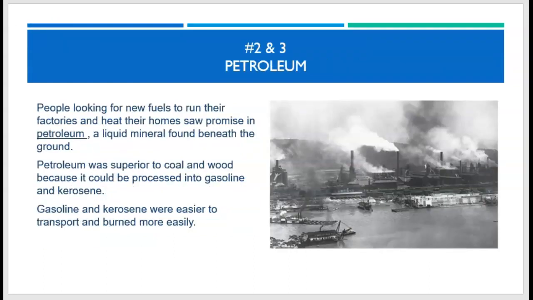Numbers 2 and 3. People looking for new fuels to run their factories and heat their homes saw promise in petroleum, a liquid mineral found beneath the ground. Petroleum was superior to coal and wood because it could be processed into gasoline and kerosene. Gasoline and kerosene were easier to transport and burned more easily.